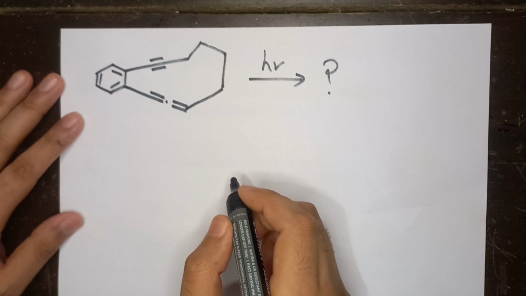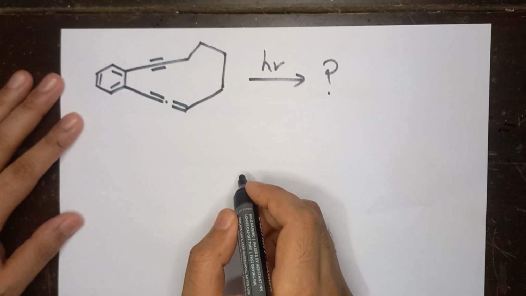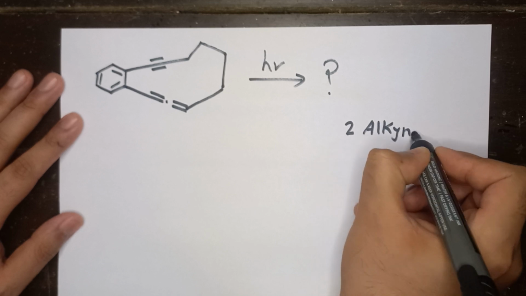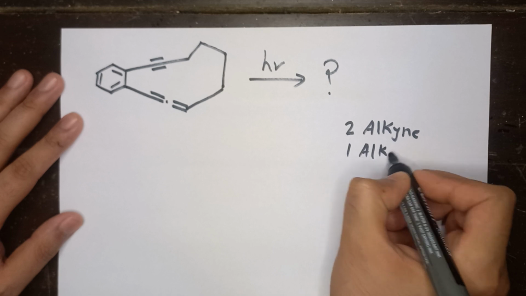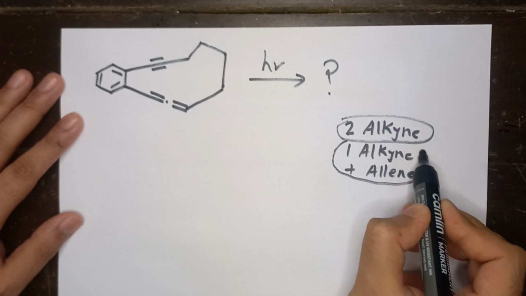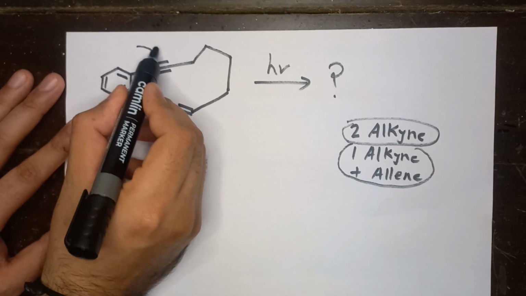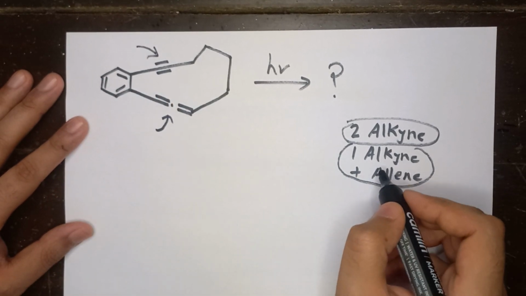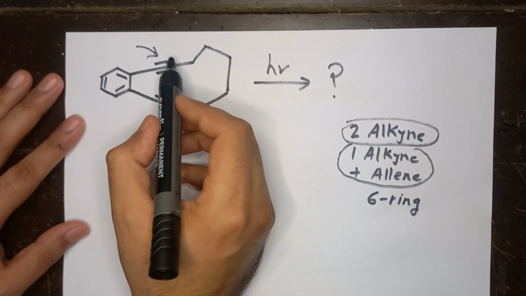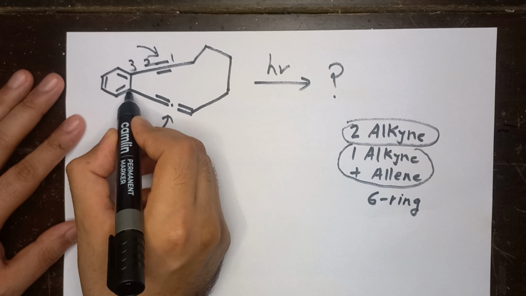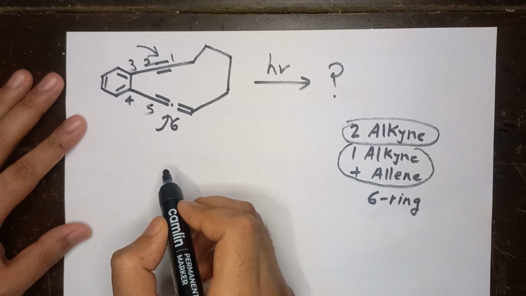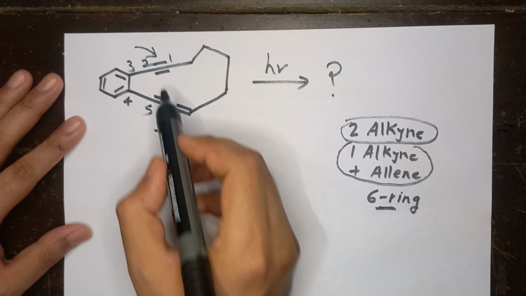To find the product, first we need to understand whether it is a Bergman cyclization or a Myers cyclization. In a Bergman cyclization, you will have two alkynes, but in a Myers cyclization, you will have one alkyne and one allene. So this is for Bergman and this is for the Myers cyclization. I can see one alkyne and one allene, so this is a Myers cyclization, and we are still going to form a 6-membered ring. Let's number starting from the alkyne. This is 1, 2, 3, 4, 5, and this center carbon of the allene is carbon number 6. Let's connect 1 and 6 to form a 6-membered ring.